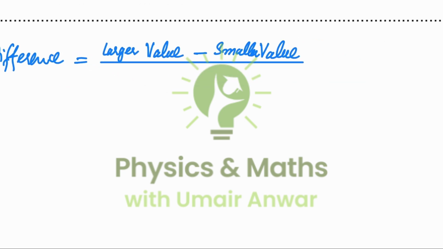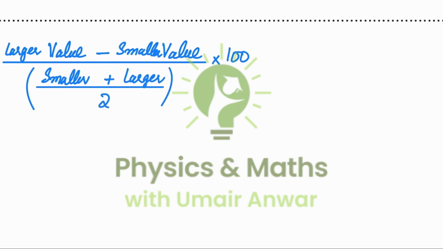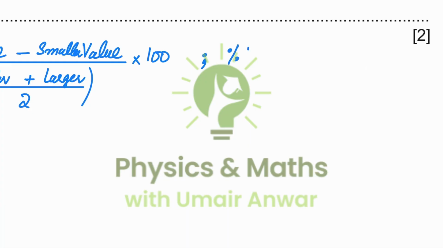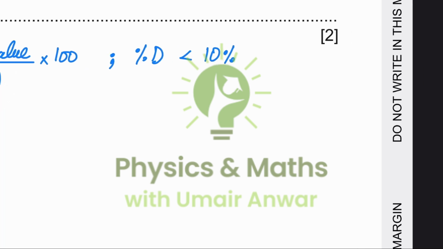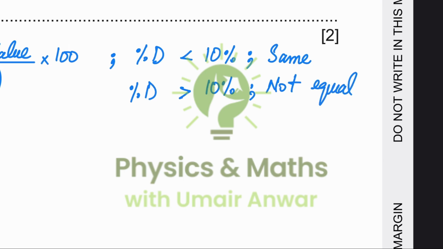So this gives us the simple difference between the values. And in the denominator, we consider their average. The average is taken when we add the smaller value to the larger value and divide by 2. Then we multiply it by 100 to give the answer in percentage form. Now remember, if the percentage difference is less than 10%, then within the limit of experimental accuracy, the two values are considered to be the same or equal. But if the percentage difference is greater than 10%, then obviously they are not considered equal.